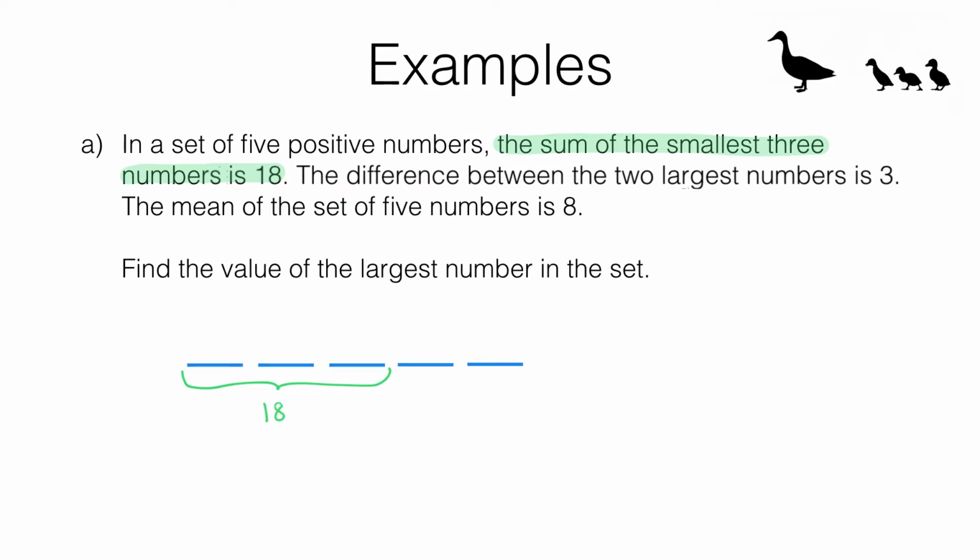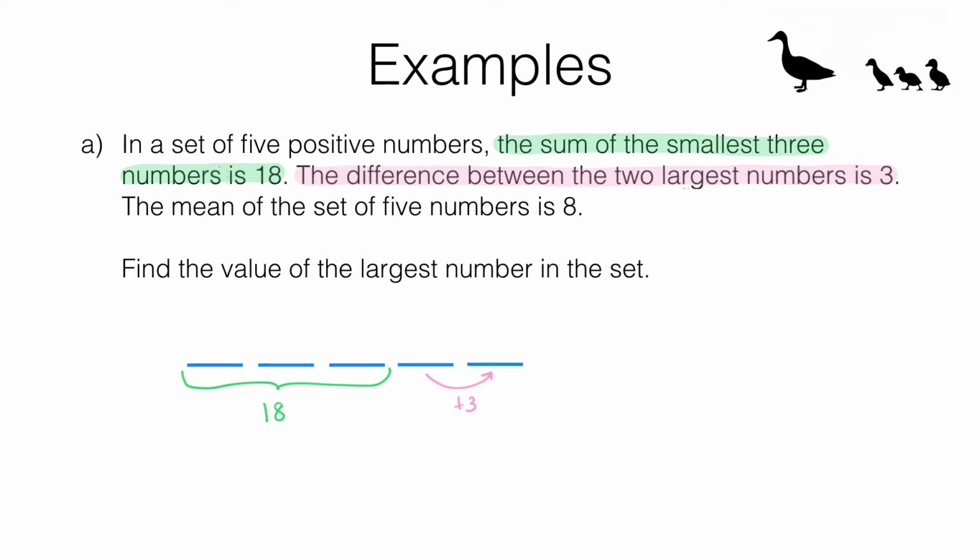The question also tells us that the difference between the two largest numbers is 3. And I'm going to represent that like this. To go from that number to that number, we need to add 3. That's what gives us a difference of 3.